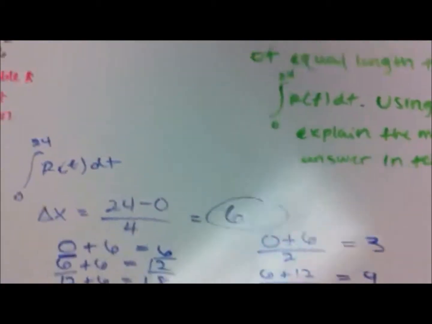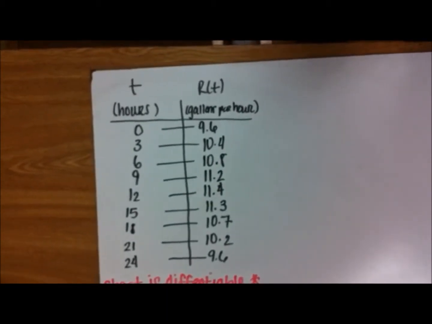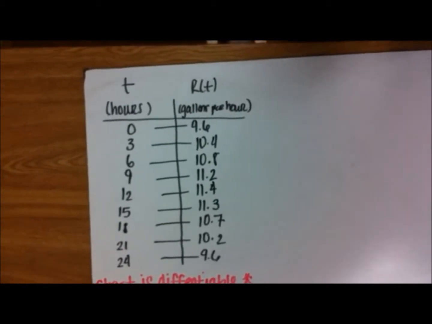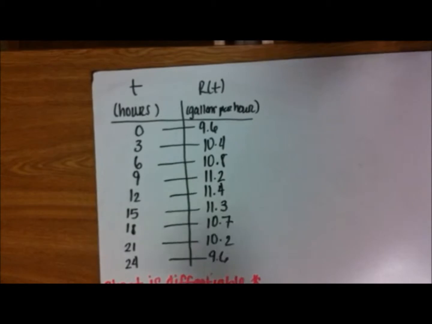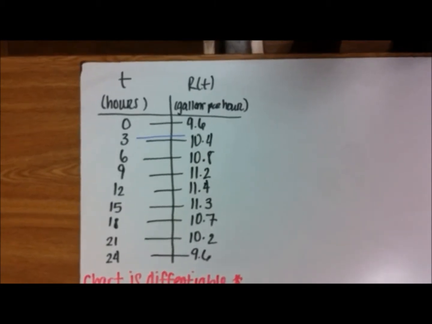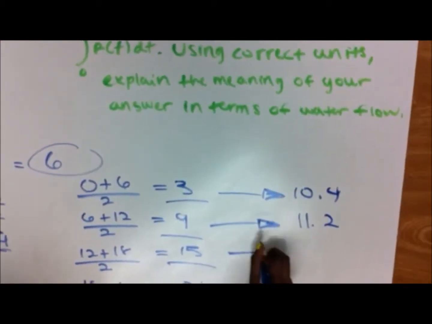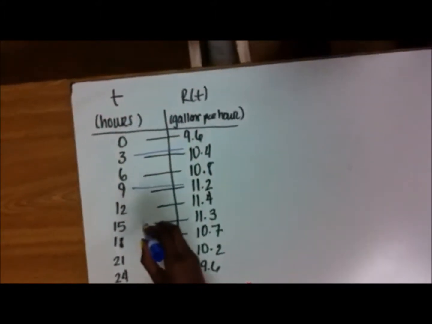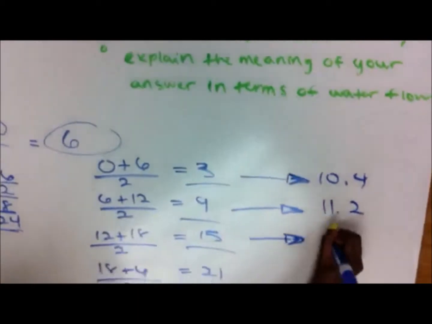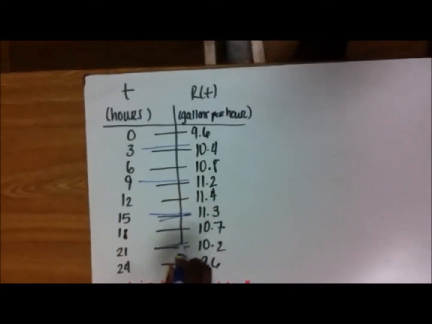Now you go back to the chart and correspond each of the numbers you got to see what number it matches with. So you got 3, 9, 15, and 21. You go back into your chart and 3 corresponds with 10.4. I'm going to draw an arrow here. 9 corresponds with 11.2, and 15 corresponds with 11.3, and 21 corresponds with 10.2.